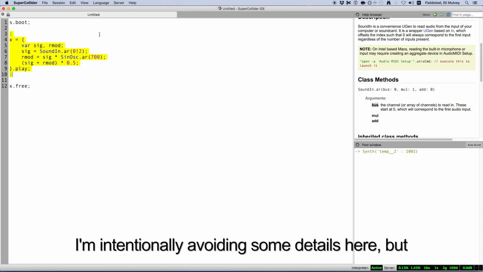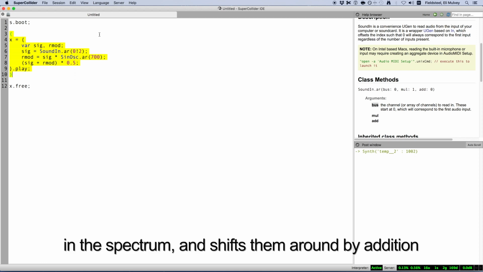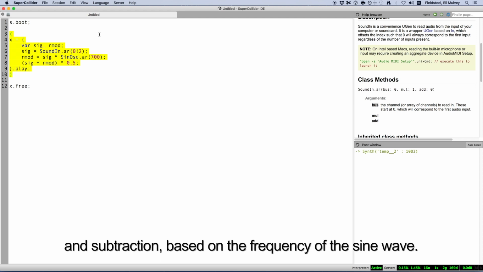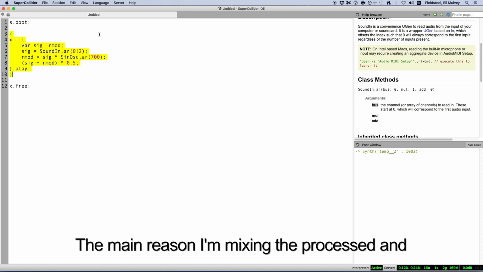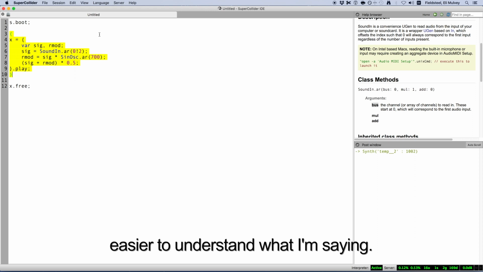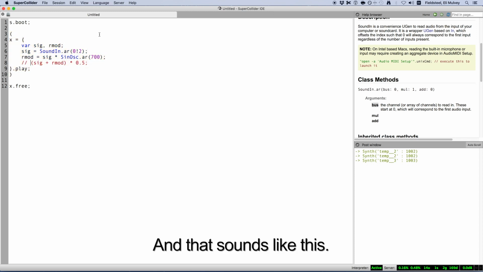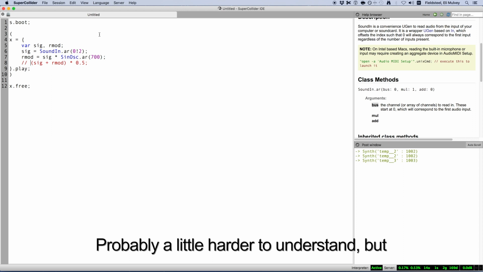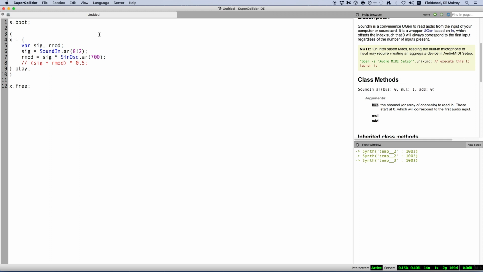I'm intentionally avoiding some details here, but ring modulation basically takes the frequency components in the spectrum and shifts them around by addition and subtraction based on the frequency of the sine wave. The main reason I'm mixing the processed and unprocessed signals together is to make it a little bit easier to understand what I'm saying. But, of course, you can listen to the modulated signal by itself. And that sounds like this. Probably a little harder to understand, but also maybe a more interesting sound.